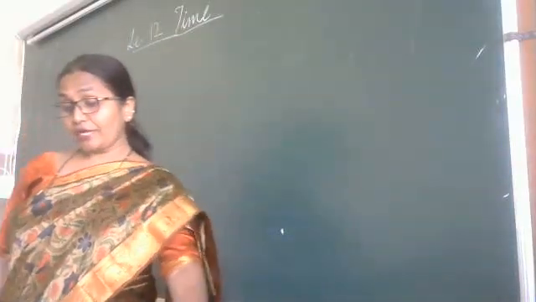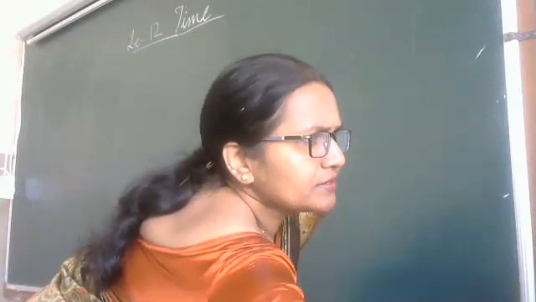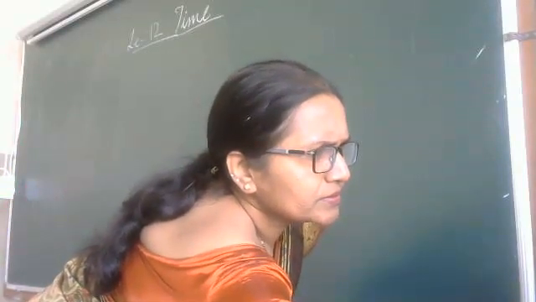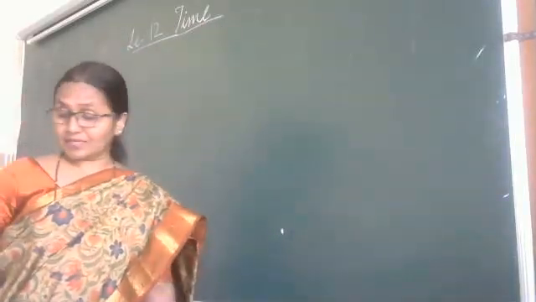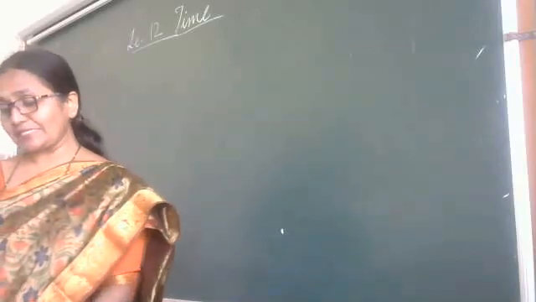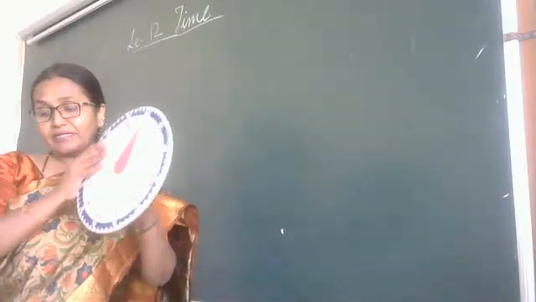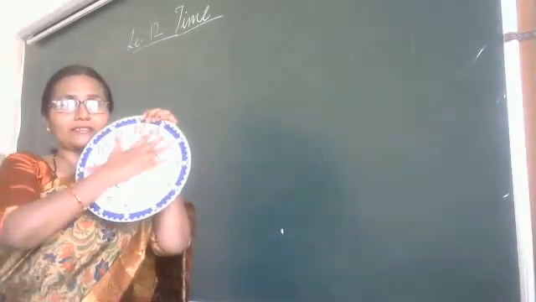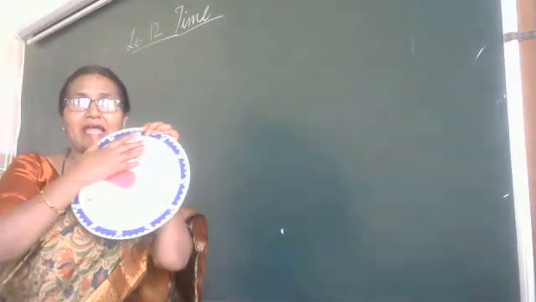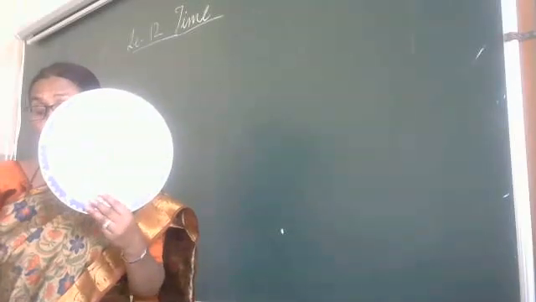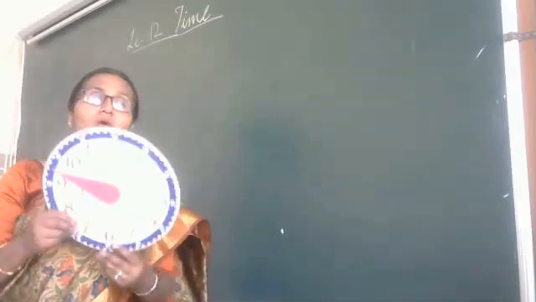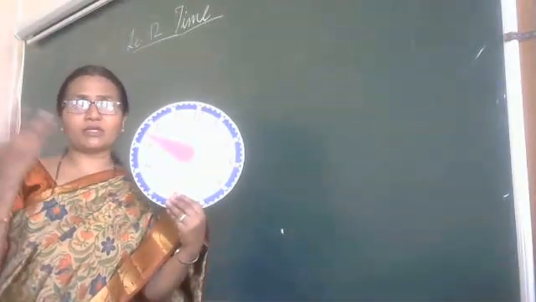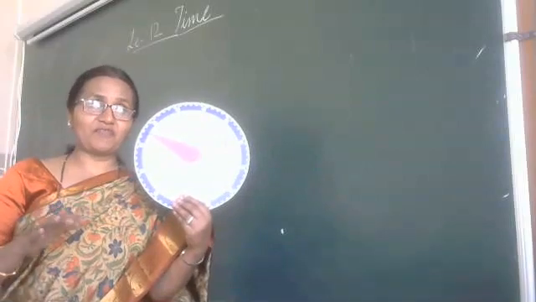Okay, done. We had learned what is time. A clock tells us the time. The face of the clock is called dial, and what we wear on the wrist is called watch, and what we hang on the walls are called clocks, because the clocks have different shapes.